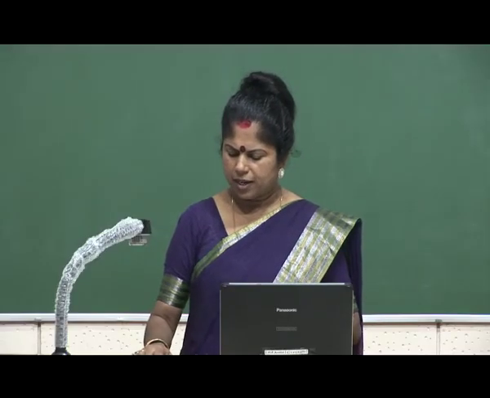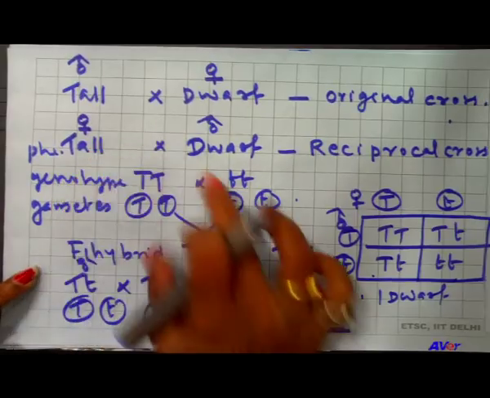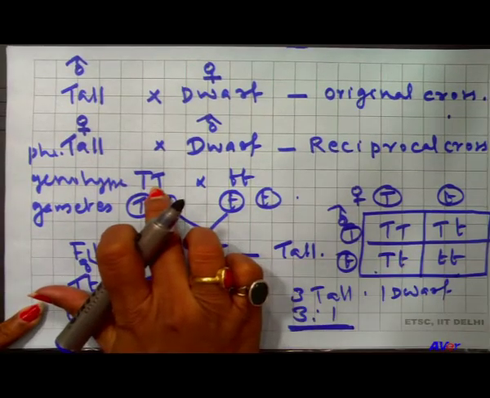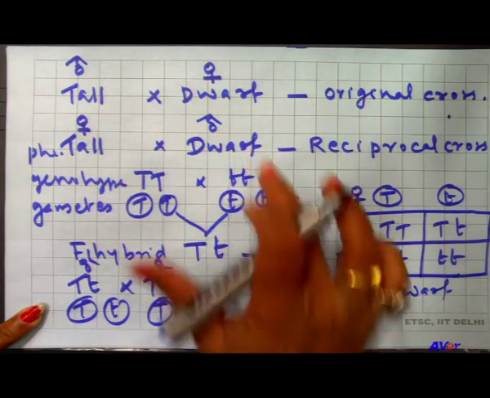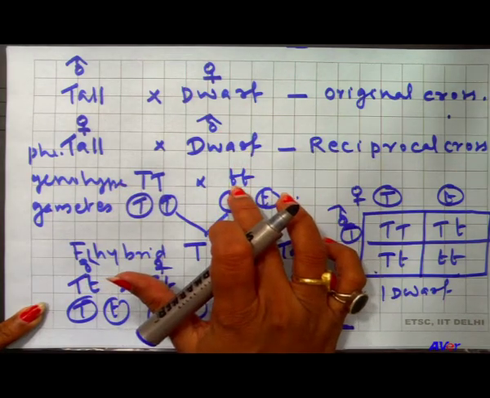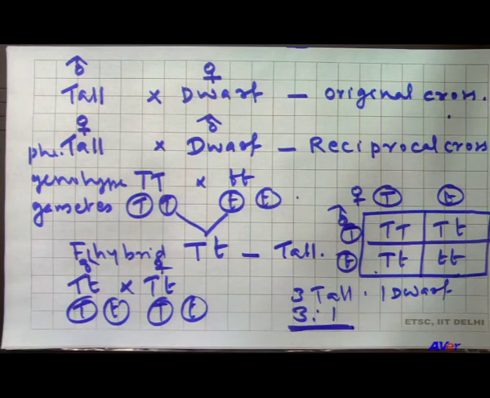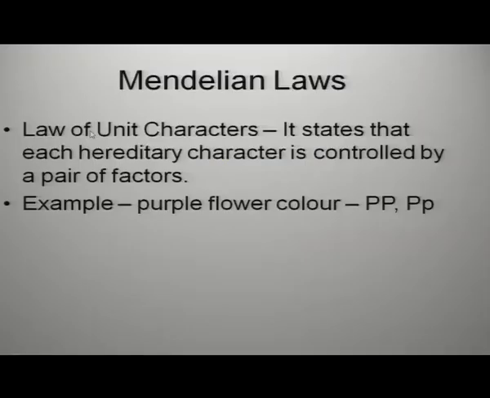For example, here also you can see the tall character is controlled by a pair of factors, capital T capital T. Dwarf is controlled by the alleles small t small t. So, each and every character is controlled by a pair of factors or alleles. That particular law is known as the law of unit characters. For example, if it is a purple flower color, it is controlled by capital P capital P, or it can be controlled by capital P small p. One is homozygous and the other is heterozygous.